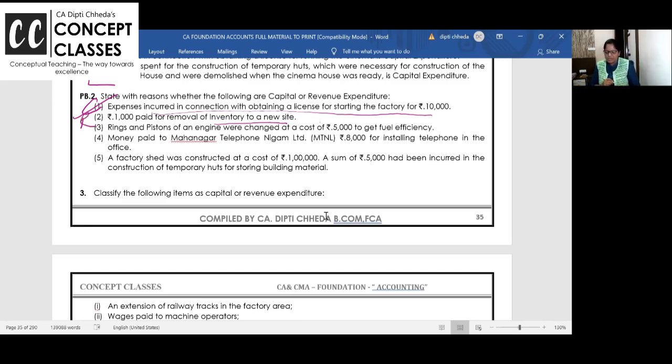It's a revenue expenditure. Is this clear to all of you? It's a revenue expenditure. It's just routine expenditure. Are you doing any add-on to the inventory value? No. See, I am discussing the answers assuming you all have done.